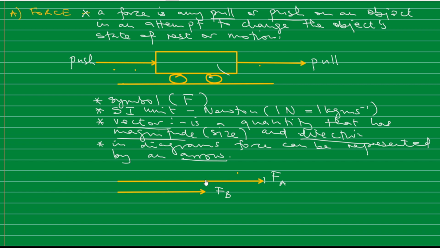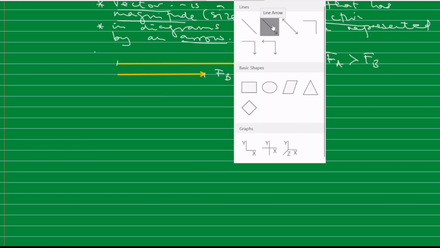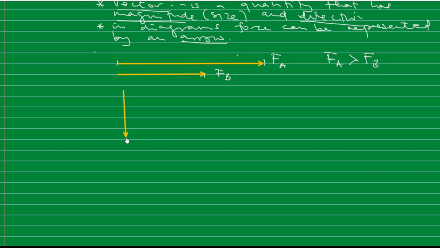The arrow for force A is longer than the arrow for force B. So the implication is that force A is greater than force B. So two things: when we use an arrow, the arrowhead points in the direction, that is the direction part of the force, and the length of the arrow represents the magnitude of the force. We can draw the arrowheads in any direction. So we can choose our force to act down.